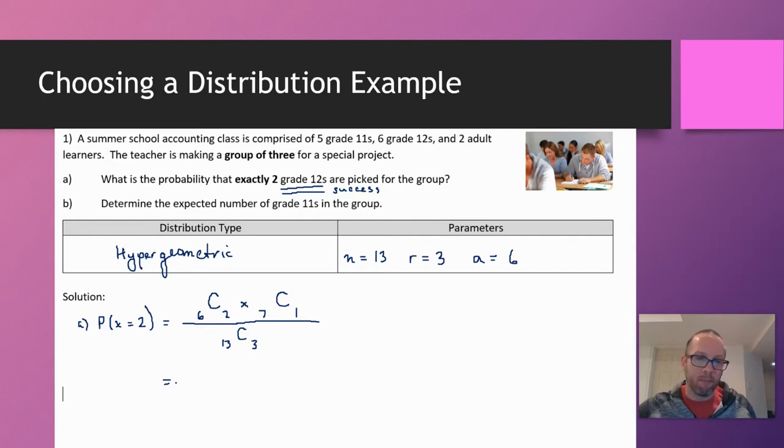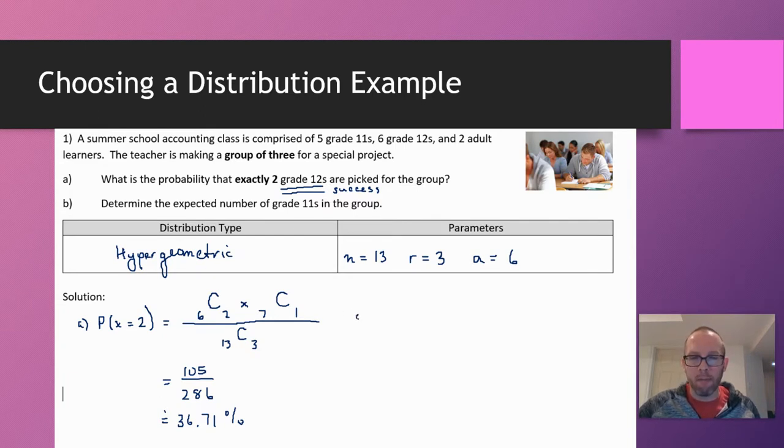So the answer is exact for this one: 105 on top, 13 choose 3 on the bottom, 286. So that's exact. If you want to get that as a percentage, just multiply by 100. Do that right now. So about 36.71%. You want to go to 2 decimal places there. All right, so you guys probably have lots of practice doing these kinds of questions, but we want to get comfortable identifying the type, picking off the parameters, then you can solve the problem.